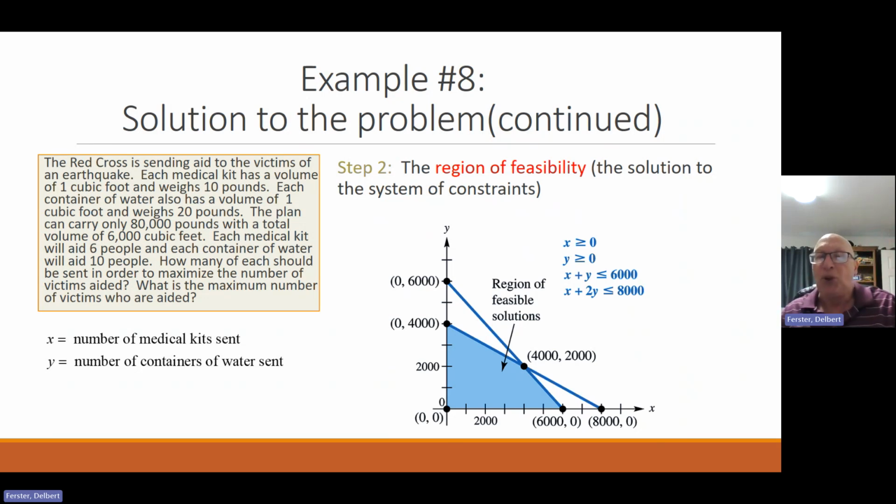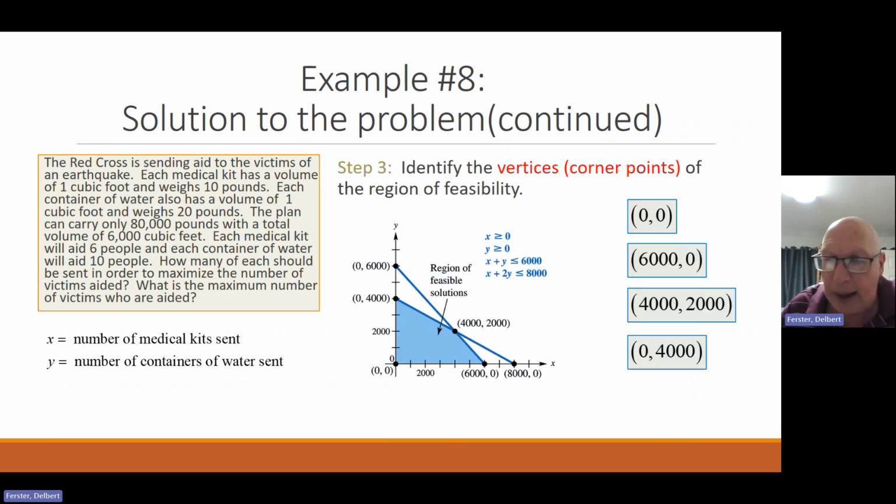So to finish, you need to identify those ordered pairs for those corner spots. All right, so we have them in our possession. There are, in fact, 4 of them, and I just listed them on this slide for us. (0, 0), (6,000, 0), (4,000, 2,000), and (0, 4,000).